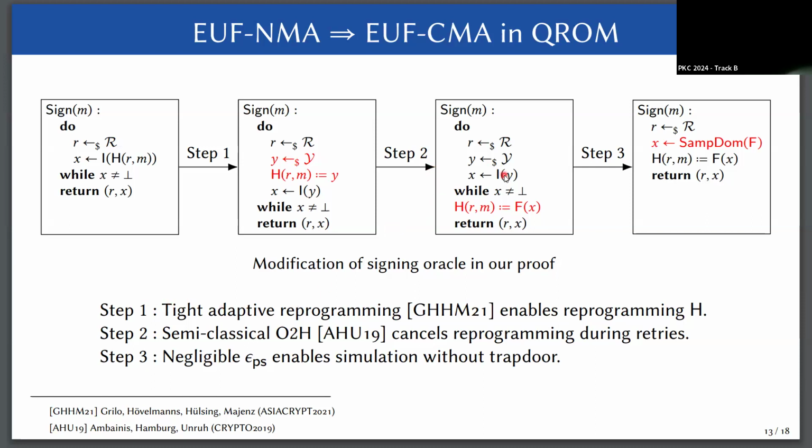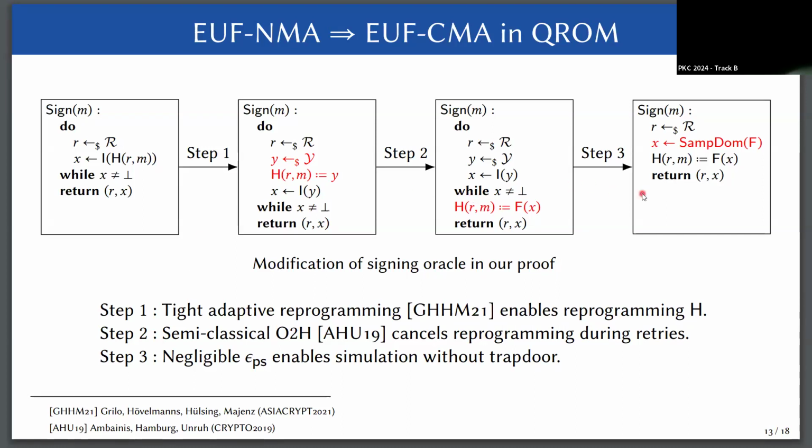In step 2, we cancel unnecessary reprogramming during retries. Then the reprogramming occurs only at the end of the signing oracle. And this kind of canceling is feasible if we prohibit the adversary from making queries to the points that were used like here. And this canceling is feasible using the semi-classical O2H, which is a very popular technique in the QROM.